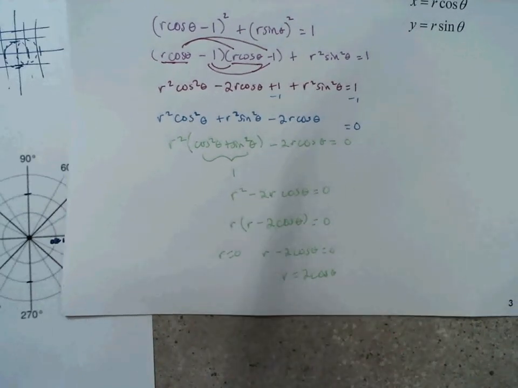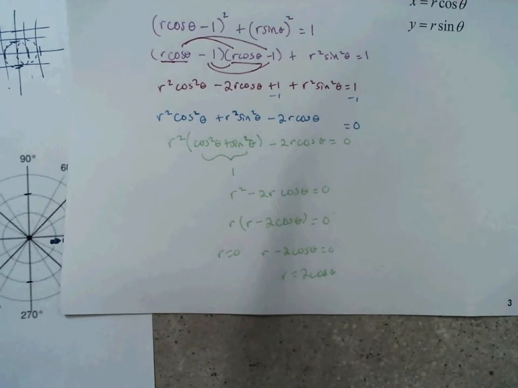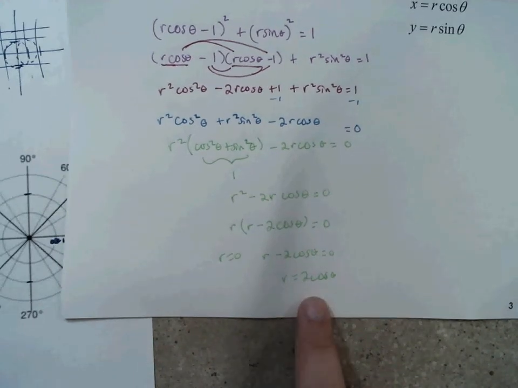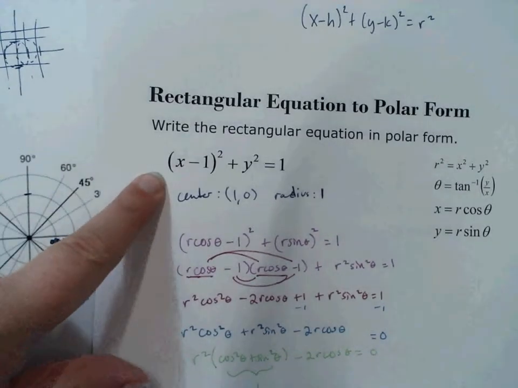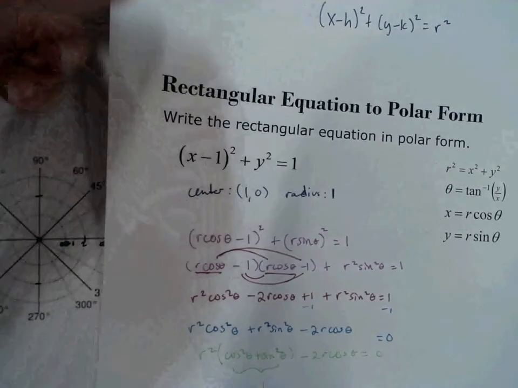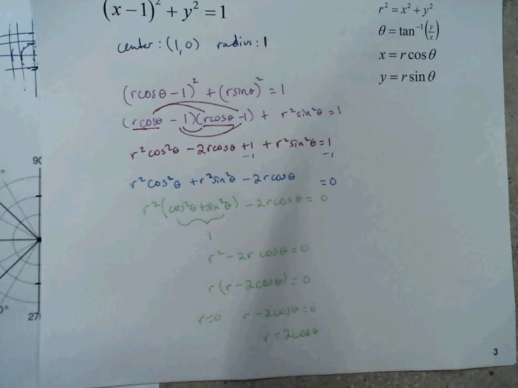Technically, adding this and dividing by r does get you the answer, which is r equals 2 cosine theta, but that is not a very good way of getting there. But my point is to show you that this equation is equivalent to this circular form, or this standard form of the circle. Okay? So here we go.